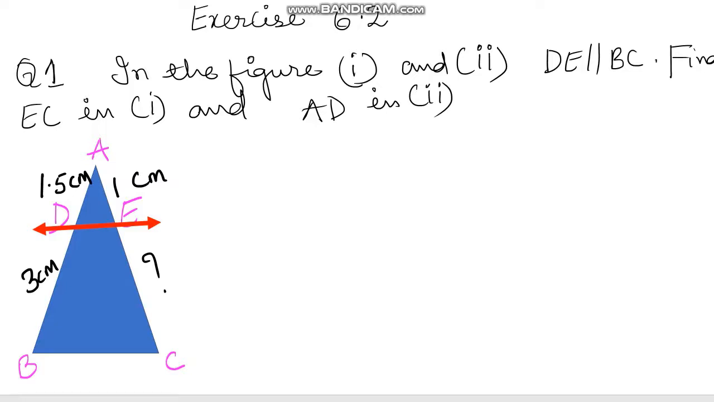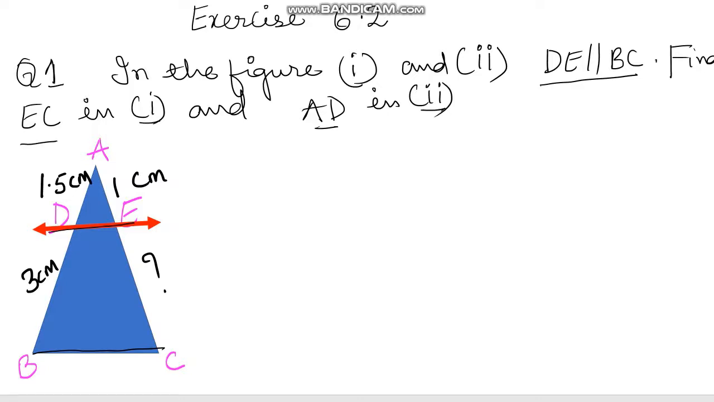In this class, we shall go through some of the questions of exercise 6.2. Okay, now let us see what is the first question. In figure 1 and 2, so first of all I am going through the first question only. In 1 and 2, DE is parallel to BC. See, DE is a line which is parallel to BC. Okay, find EC in 1 and AD in 2.